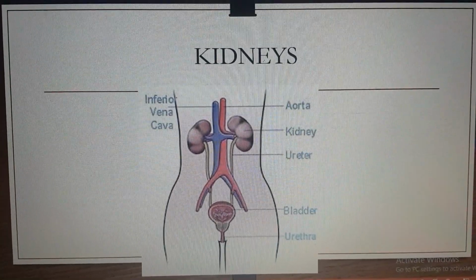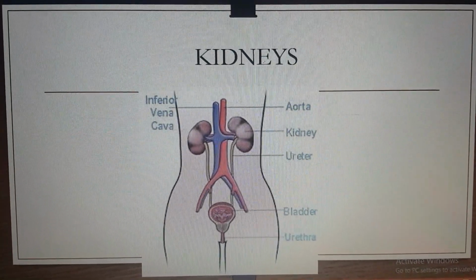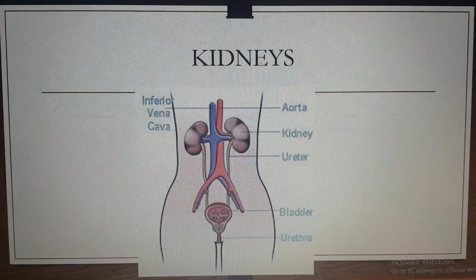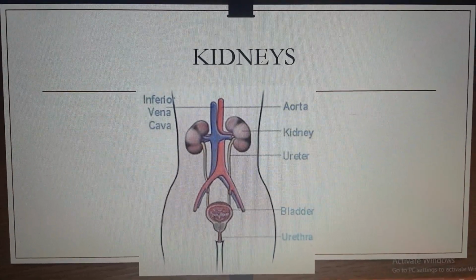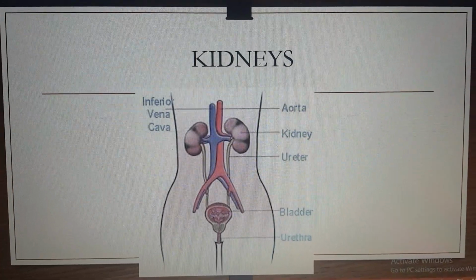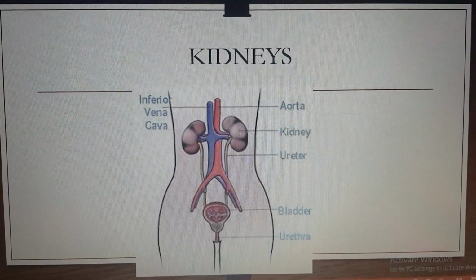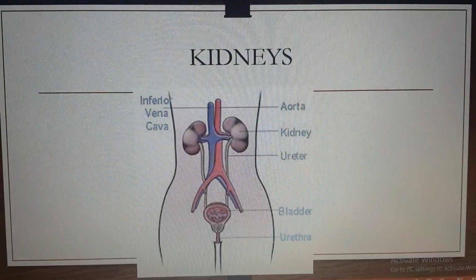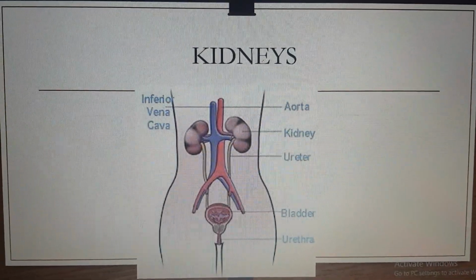These tubes are known as the ureters, which open at the posterior side of the bladder, and these ureters bring the urine which is formed inside the kidneys, and upon the urge of urination the urinary bladder is emptied through the urethra.